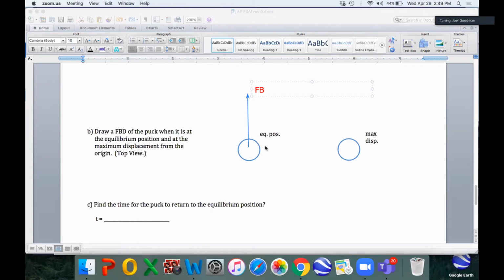Why? Because you're at the equilibrium position. That's exactly why I've just asked this question. What is the electrostatic force when you're at the equilibrium position? 0. So then that's all you're drawing. You dig?